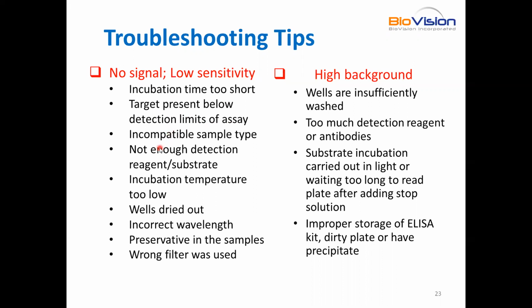Maybe they are using the wrong kit, which is not compatible. I mean, they have a different species and they are using a different kit which is not compatible for their species. They are not adding enough detection reagent or substrate in the sample, and hence the readout is not appropriate, or giving lower OD, or not giving a high signal.